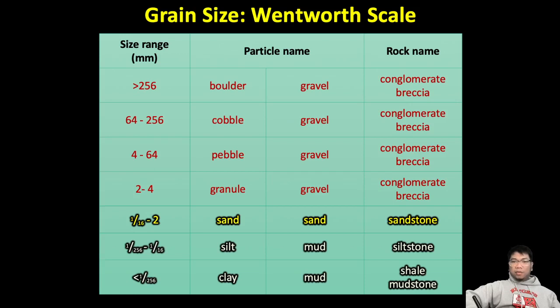For the grain size, we use a scale called the Wentworth scale. The Wentworth scale has defined sizes for each type of rock. For example, here we have more than 256 millimeters, and it goes all the way to less than 1/256th millimeter. So very, very fine grains at the bottom of this scale.